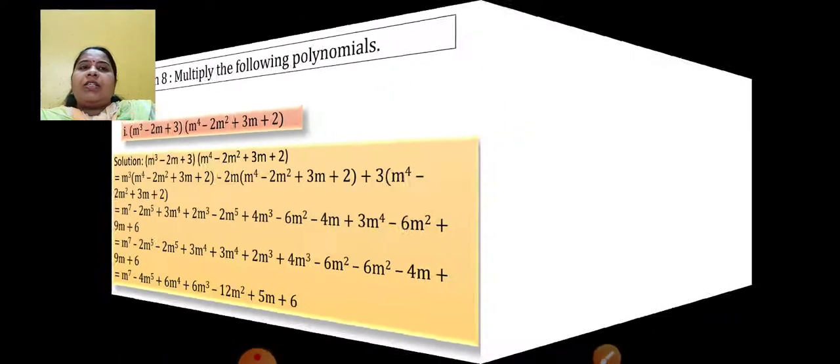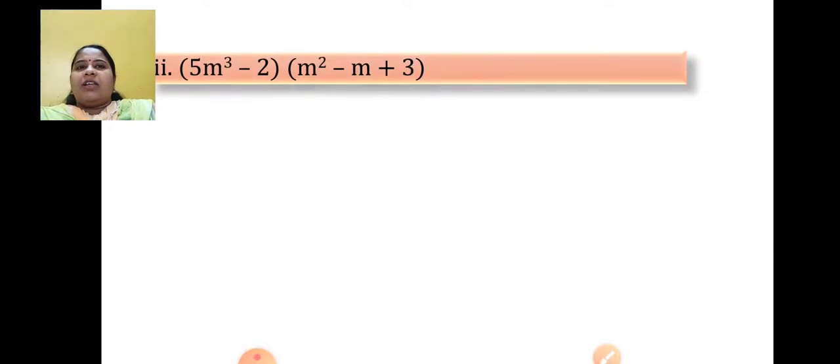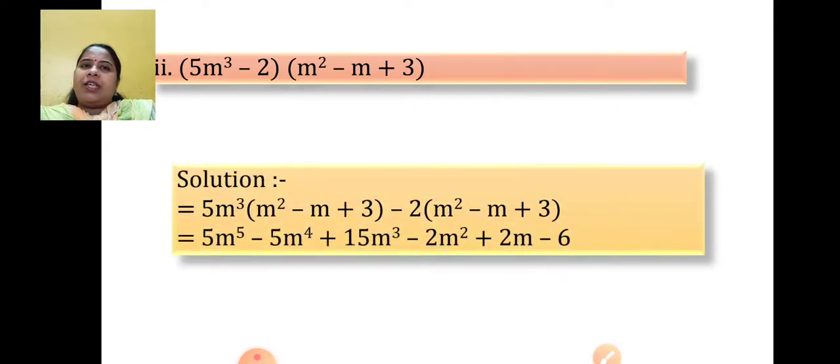Now let's see the second question, which is also of the same type, but this is quite easy. It's a binomial to be multiplied by a trinomial. So the method is the same. Yes, we will split this 5m cube and the second bracket minus 2 and the second bracket. Open the bracket. M cube into m square. I hope you know 3 2s is not 6. You have to add this.